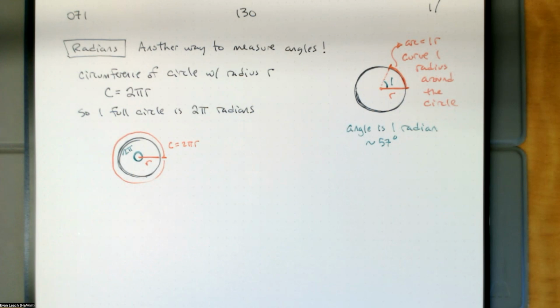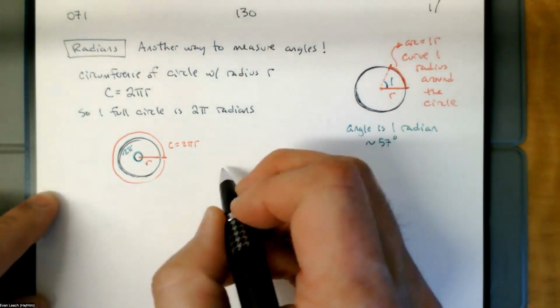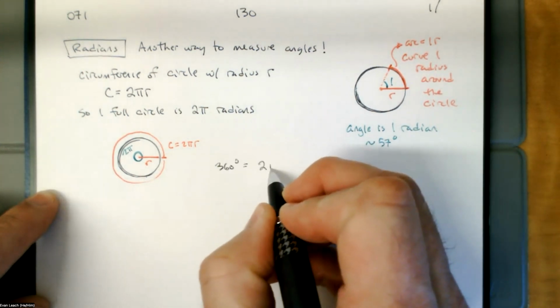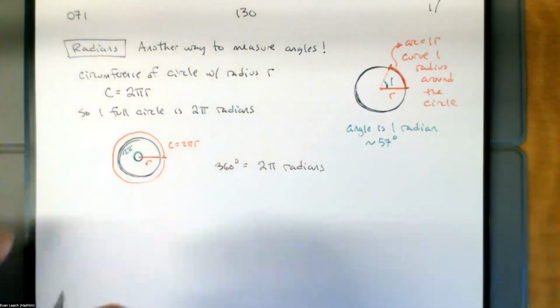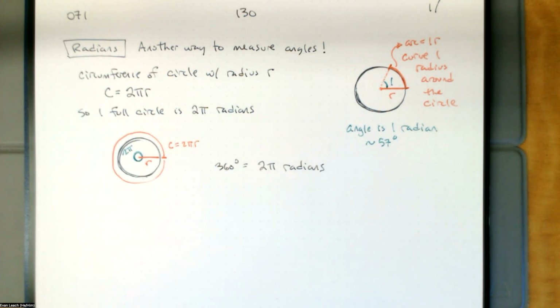What's one full circle in degrees? If we go all the way around the circle, how many degrees is that? 360. So that means that 360 degrees is equal to 2 pi radians.